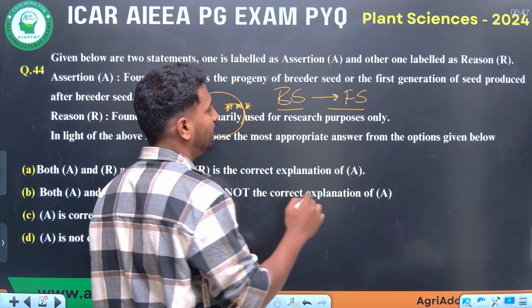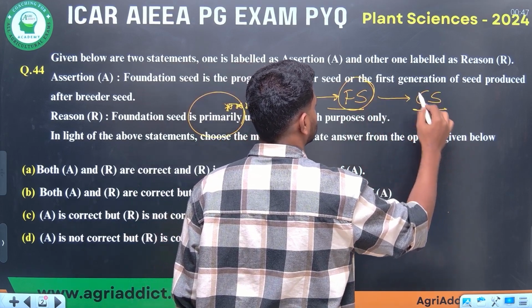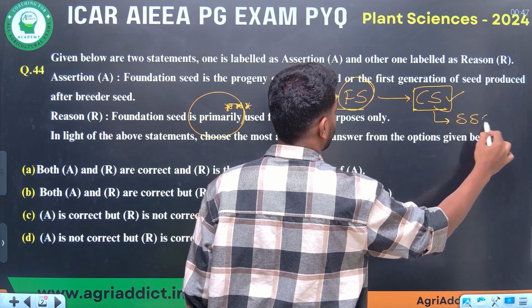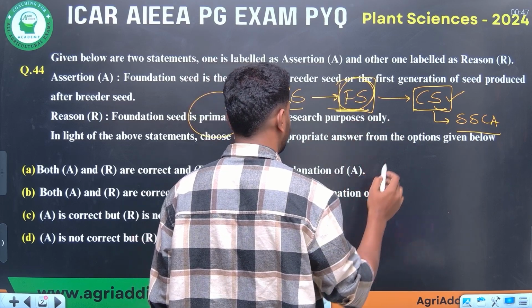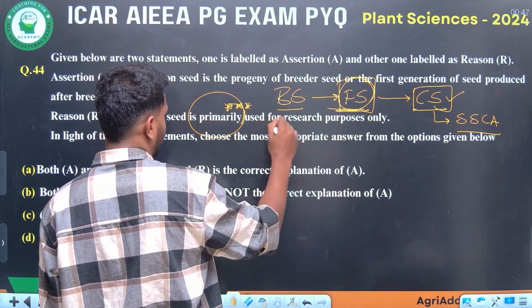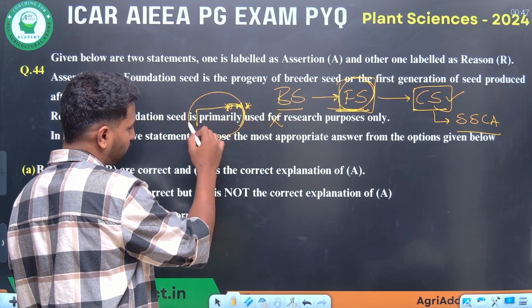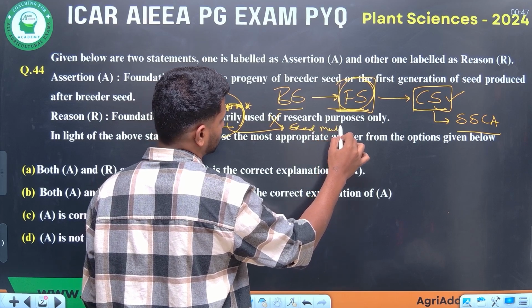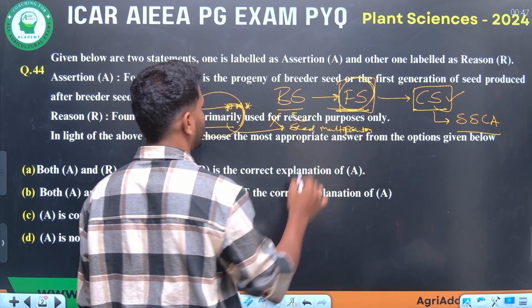No, we actually produce the foundation seeds because we need certified seed. We want to produce the certified seed, which will be certified by the state seed certifying agency. So that's why this is the intermediate stage. For this reason, this is entirely wrong. The reason is wrong here, which has used the term primarily, because primarily we use it for seed multiplication, not for research. If it is specific to research, it is mainly the breeder seed.